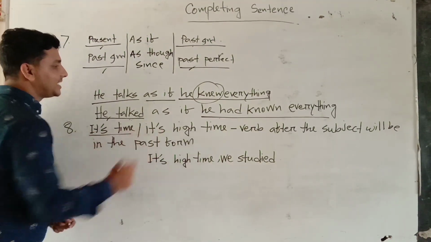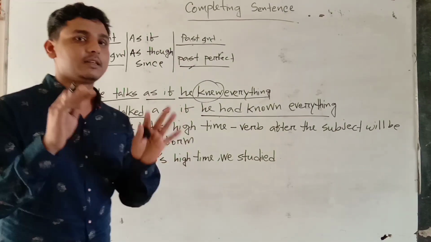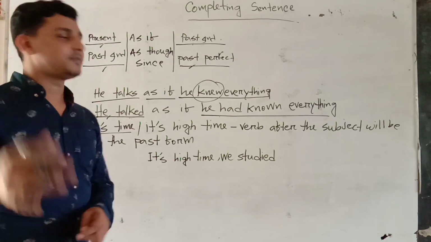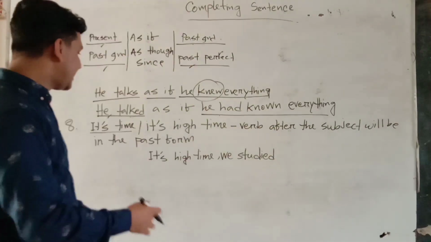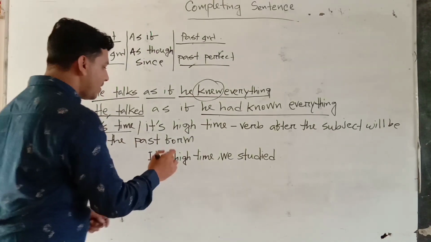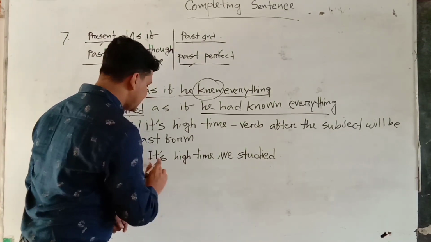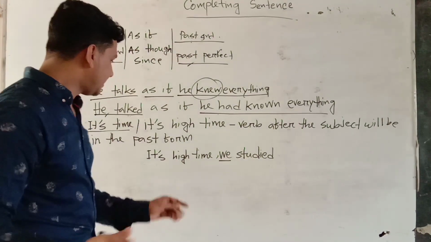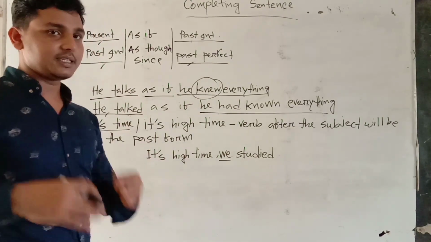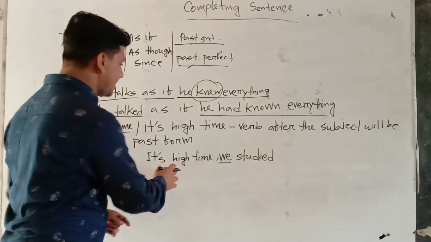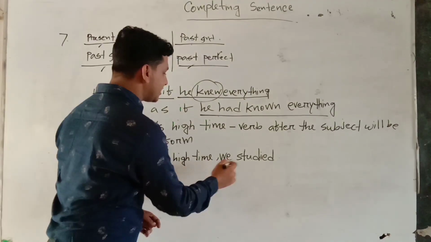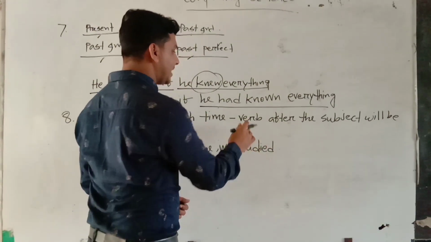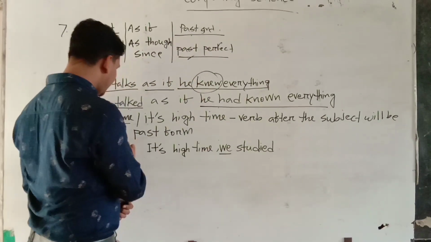Come to the next rule. It's time, it's high time. Whenever we have such types of clauses in the starting of a sentence, in that case, the verb after the subject will be in the past form. Now we have written a sentence: It is high time, this is our subject. I mean, whenever we have this clause in the starting of a sentence, it's time, it's high time, in that case, the other clause will be in the past tense. That's why we will remember the rule like this: the verb after the subject will be in the past form.